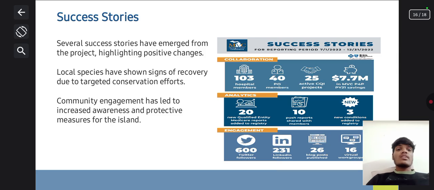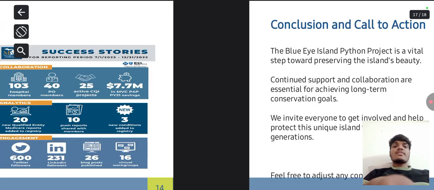Next, success stories. What are the success stories? Several success stories have emerged from the project highlighting positive changes. Local species have shown signs of recovery due to targeted conservation efforts. Community engagement has led to increased awareness and protective measures for the land.